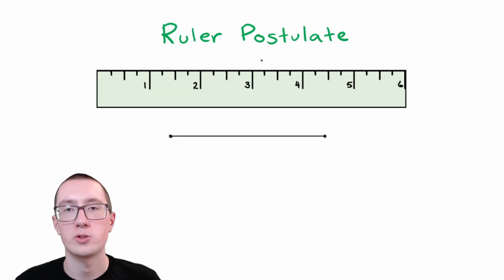Here's how to use the ruler postulate to measure line segments and to tell if they're congruent. So first of all, what is the ruler postulate? And I mean, what even is a postulate?